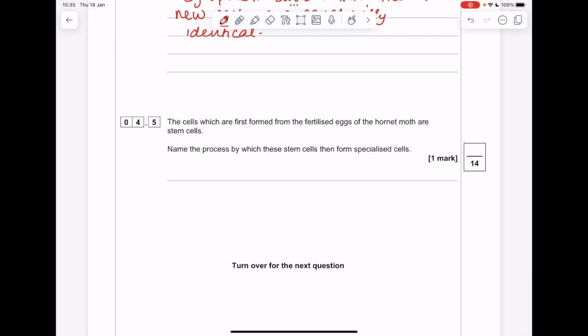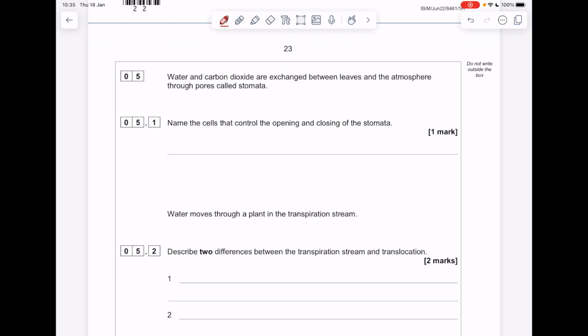The cells which are first formed from the fertilized eggs of the hornet moth are stem cells. Name the process by which these stem cells then form specialised cells. That's known as differentiation. Question 5. Water and CO2 are exchanged between leaves and the atmosphere through pores called stomata. Name the cells that control the opening and closing of the stomata. Those are the guard cells.